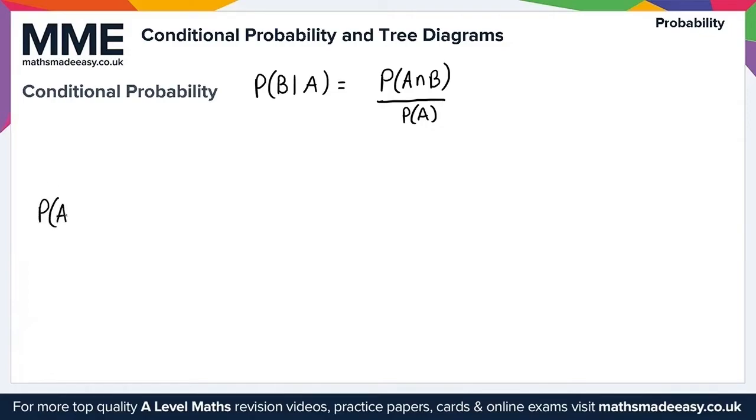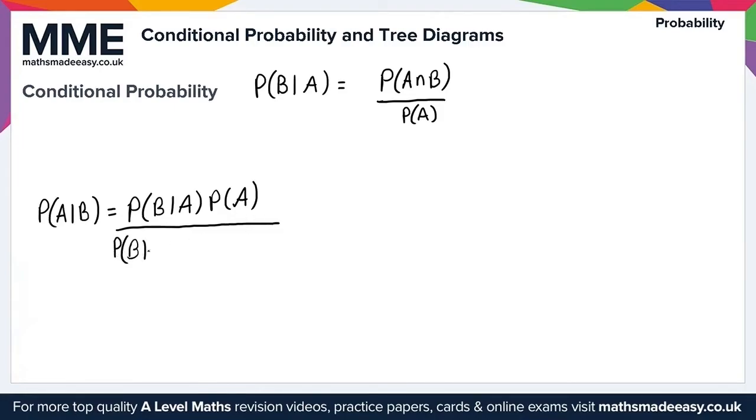The probability of A given B is equal here to the probability of B given A times the probability of A. And this is all divided here by the probability of B given A times the probability of A, plus the probability of B given A complement times the probability of A complement there. Okay, so that gives us our result there, linking those two conditional probabilities.